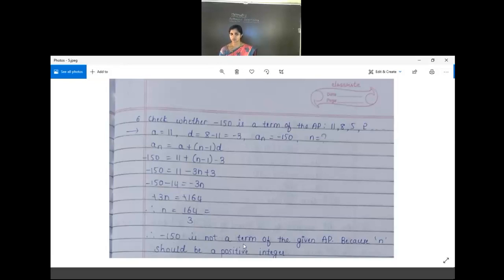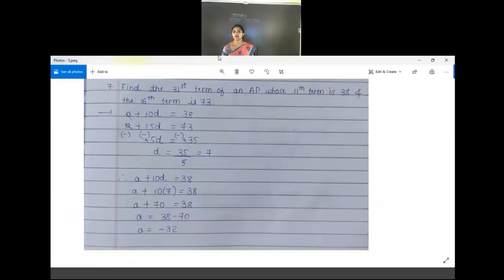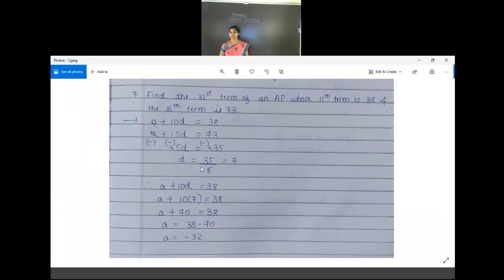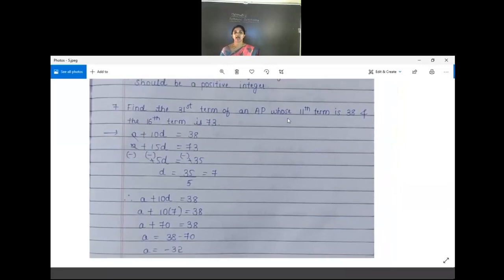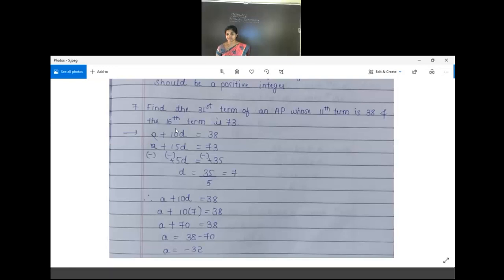Got the idea of this problem now, students? Yes. Now, the seventh question. See, these are all the same type of problem, so that's why I'm moving a little bit fast. Okay. Seventh question: find the 31st term of an AP whose 11th term is 38 and 16th term is 73.